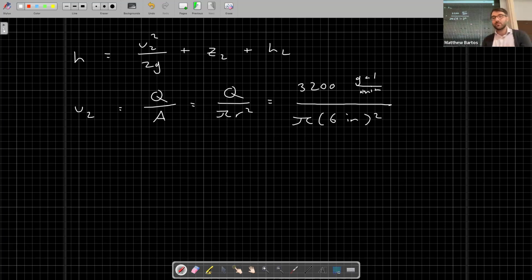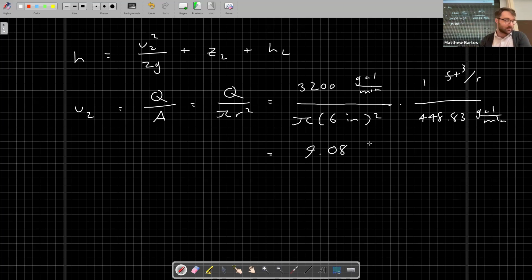And then we need to convert these units here, gallons per minute to cubic feet per second. I will just tell you that for every 1 cubic foot per second, there are 448.83 gallons per minute. You don't have to know that number, but you can look it up. If we compute U2, we should get an answer of about 9.08 feet per second. We can take that value for U2 and plug it back into our energy balance.